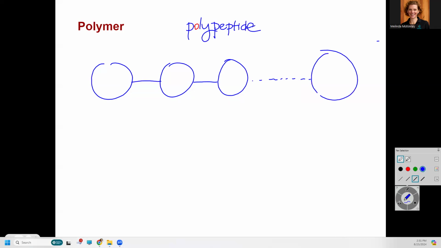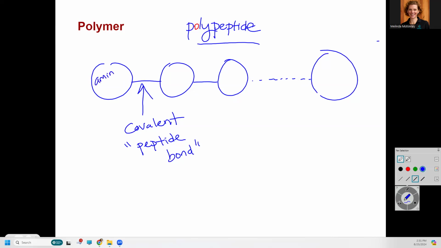So polypeptide. And all of these bonds here, these are covalent bonds, and the bond has the name of a peptide bond. And so that's where we get the name polypeptide for this polymer. Again, it's just a whole bunch of amino acids put together.